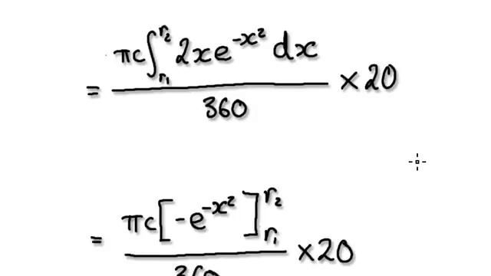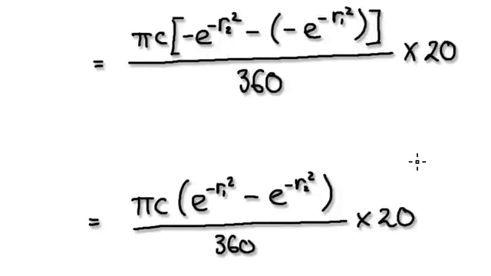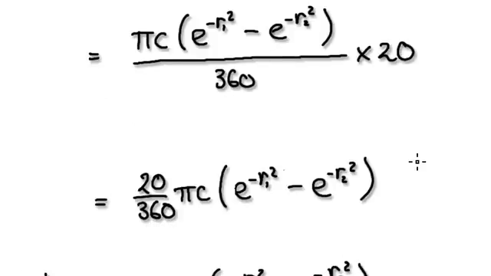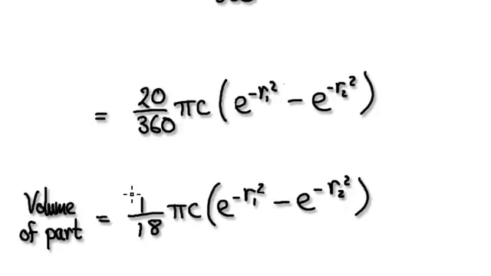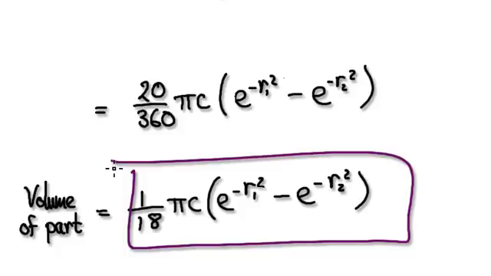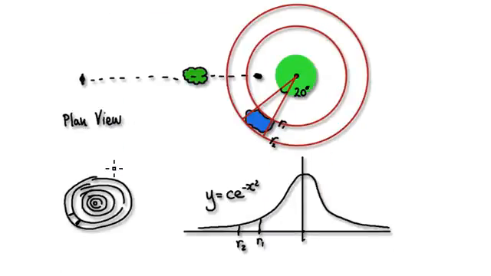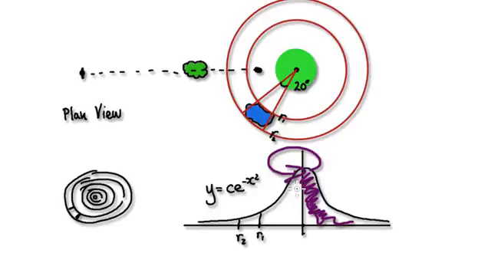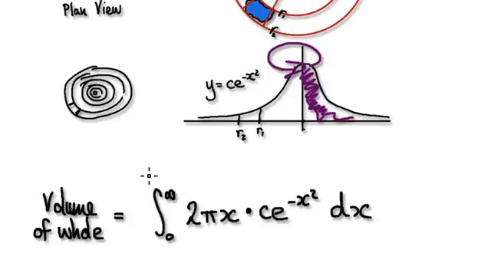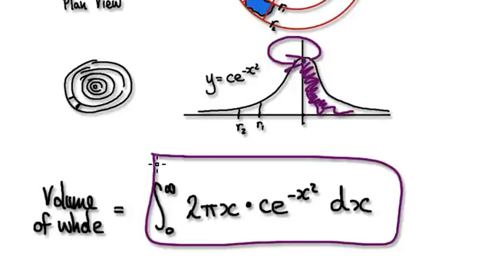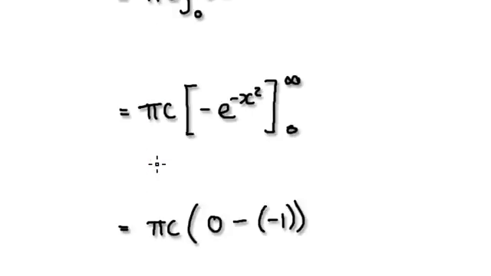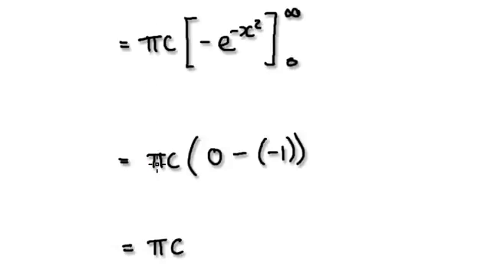So the volume of the pond is given by this. And then the volume of the whole part would be us getting this and revolving it 360. So the volume of the whole is given by this, and so the volume of the whole part will be this.